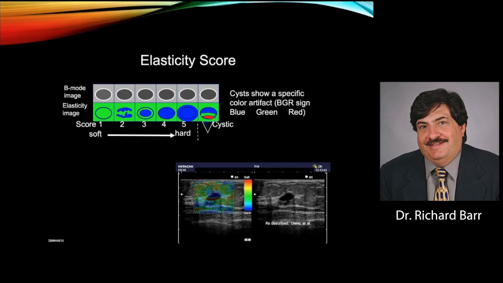We're going to ignore that image on the right about cystic because you may notice that on some machines, but that does not occur on the Mindray system. We're going to talk about that shortly.